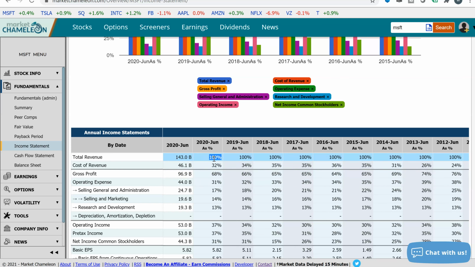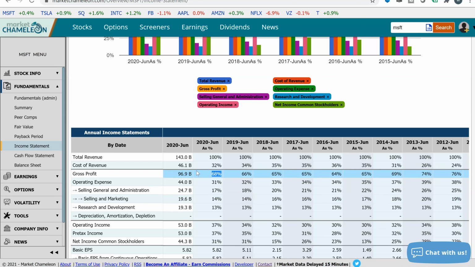So total revenue as a percentage of total revenue, that's 100%. Cost of revenue as a percentage of total revenue is 32%. This leaves them with gross profits of 68%. In other words, for every dollar in sales that they make, Microsoft gets to keep 68 cents of that after it deducts what it cost them to make it.